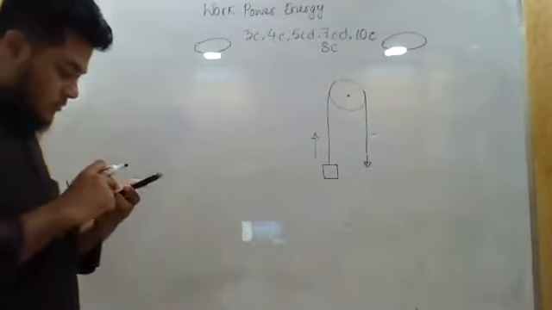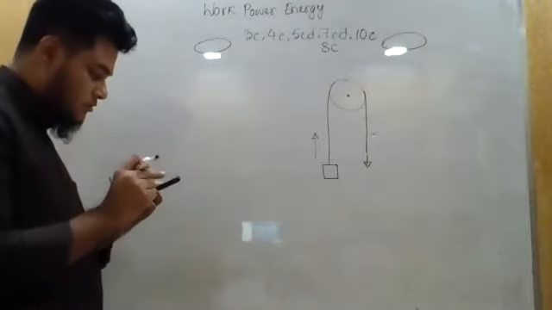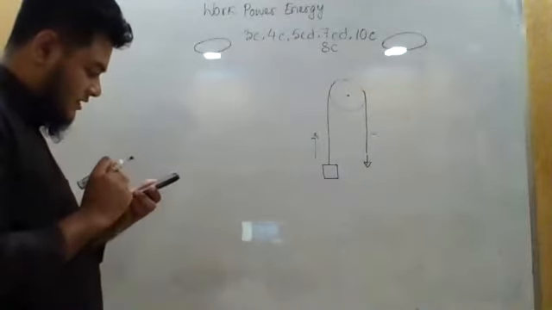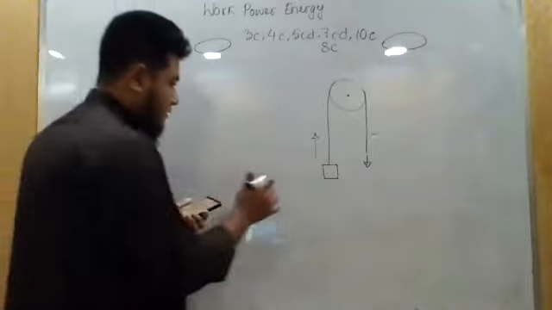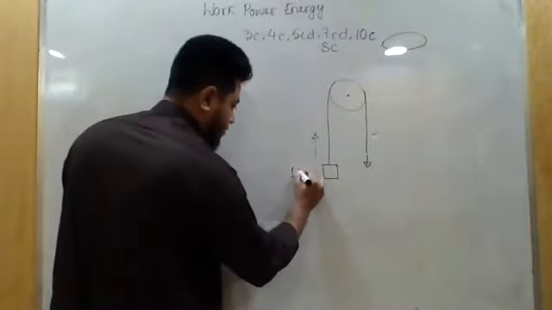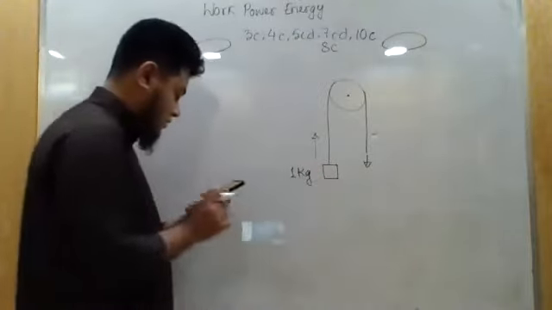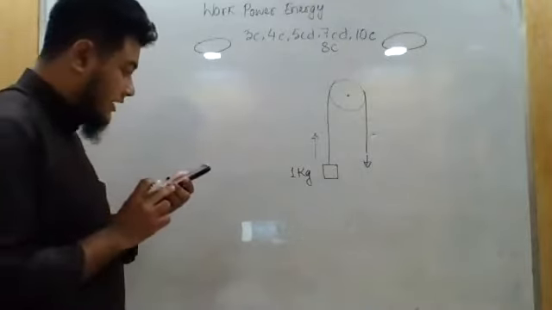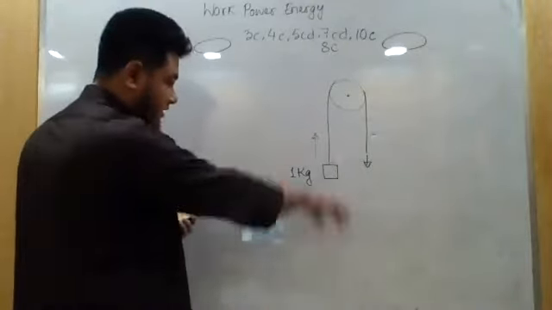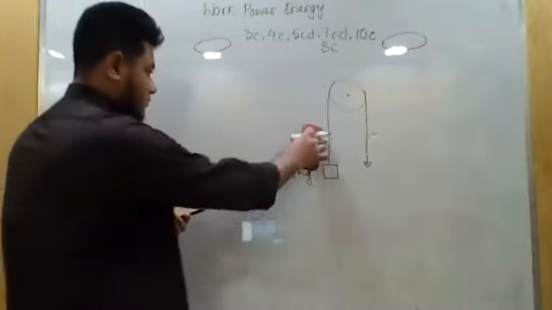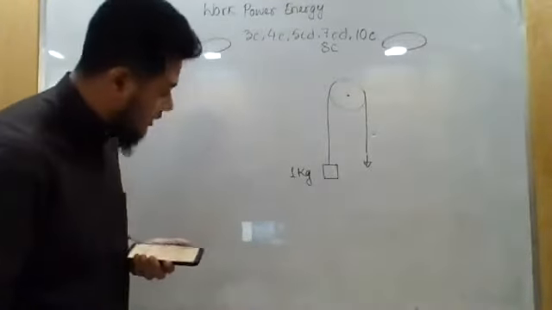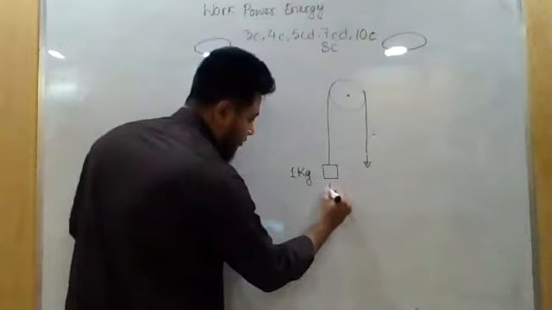Secondly, he released an object of mass 1 kg, tying it at the other end of the string. Let us say this is the mass 1 kg. I tied it at one end of the string and I released it. Released it means I let it fall. So it is no more going in the upward direction. It is going in the downward direction.